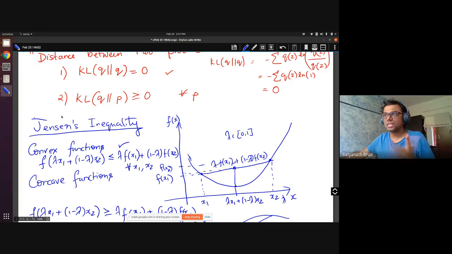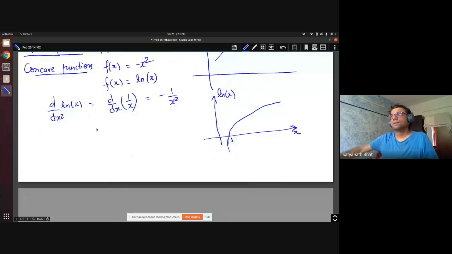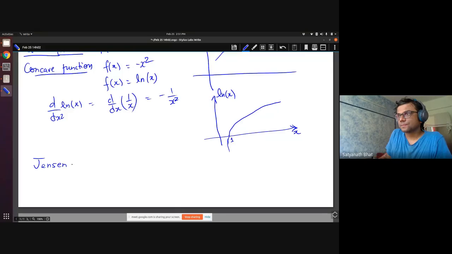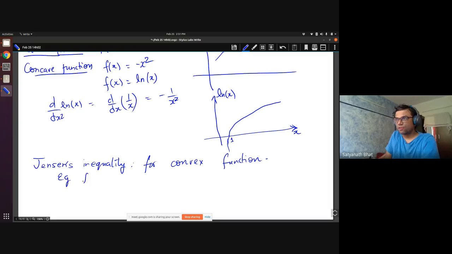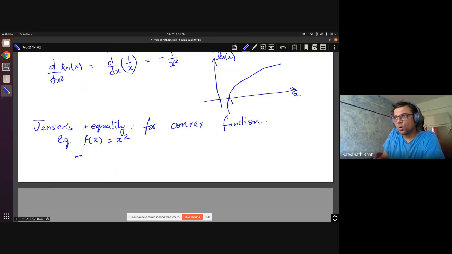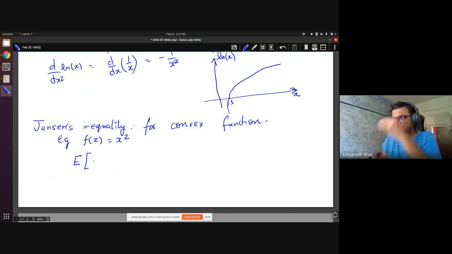So we wanted to talk about Jensen's inequality, but before that, we had to understand what convex and concave functions are. And what Jensen's inequality gives us, we will focus on the convex functions. For example, let's say f of x equal to x squared.